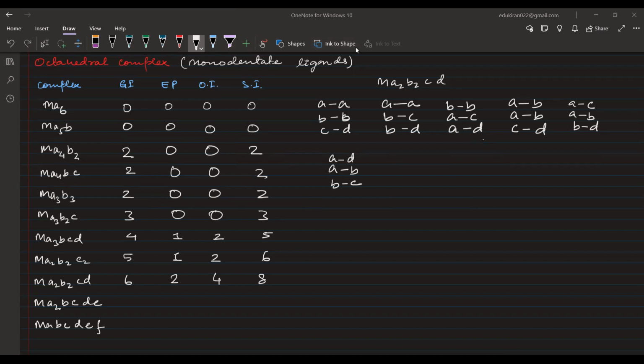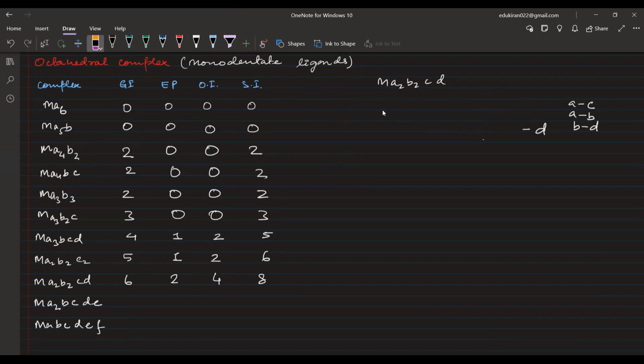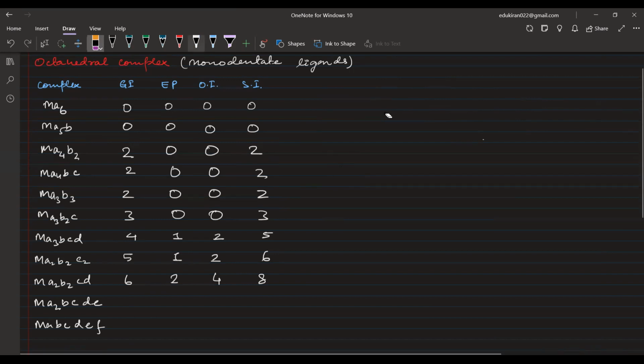Then we have M, A2, B, C, D, E. For M, A2, B, C, D, E, you are going to get a total of 9 geometrical isomers. You can do the complete thing. AA trans B, then you can get AB, then you can get AC, then you can get AD, then you can get AE. Okay, now start this.